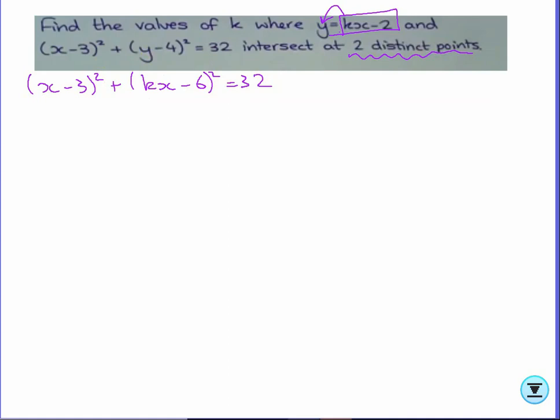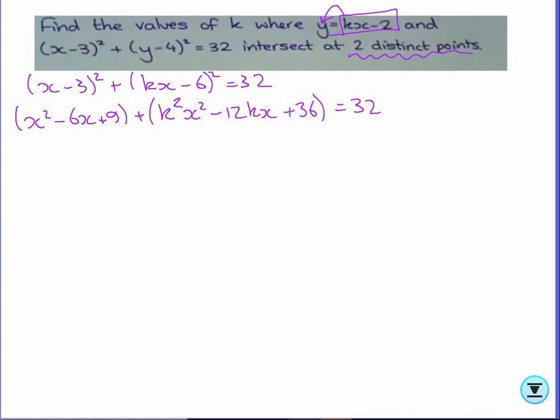Okay, the only thing we can do in this situation is expand the brackets, so let's do that. So we've got x squared minus 6x plus 9, and I've put these in brackets so I don't mess up any of my signs. So kx times kx is k squared x squared. Now if we consider the outer terms, we have kx multiplied by minus 6, that's minus 6kx, but we also have that on the inner terms, so that's minus 12kx, and the last terms are going to give us 36.